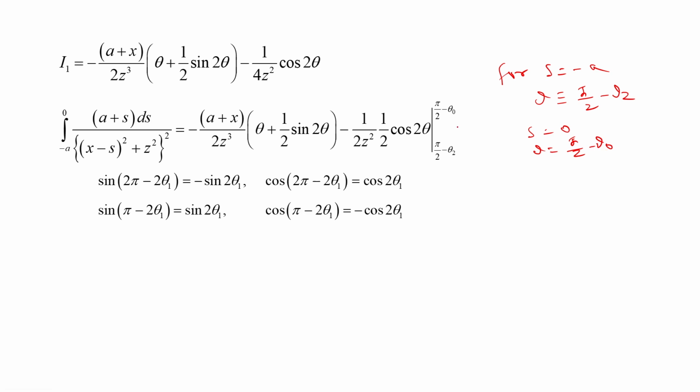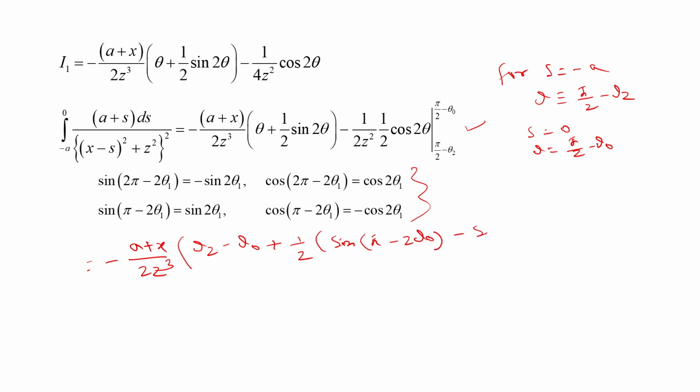So this is the limit that has been used over here, and we also use these known results, and if we do that, then we will get here is equal to minus of a plus x by 2 z cube, and here it will be pi by 2 minus theta 0 minus pi by 2 minus theta 2, so it will be theta 2 minus theta 0, and plus half of sine, and sine pi by 2, so it is pi, so it is pi minus 2 theta 0 minus sine of pi minus 2 theta 2.